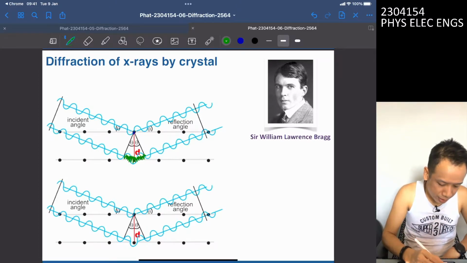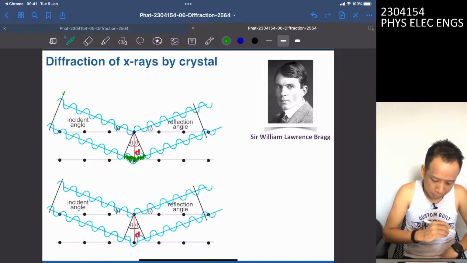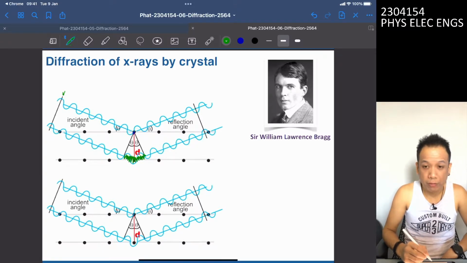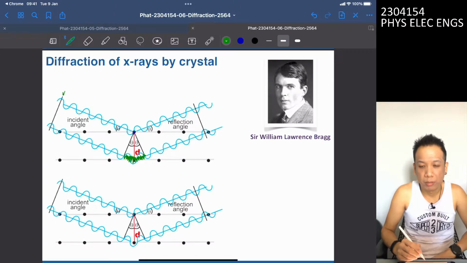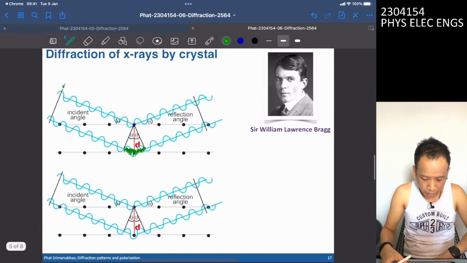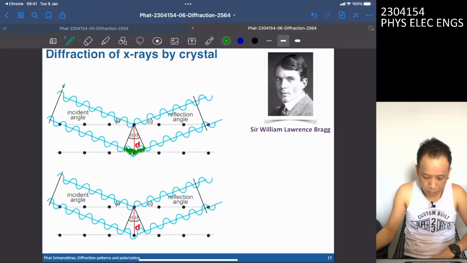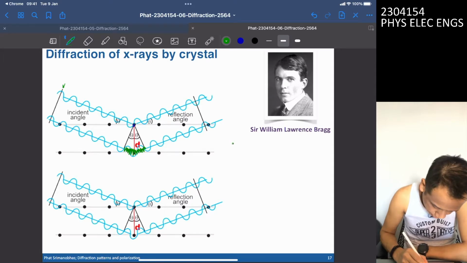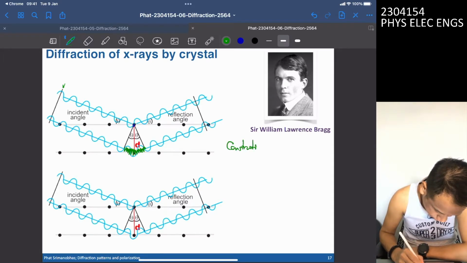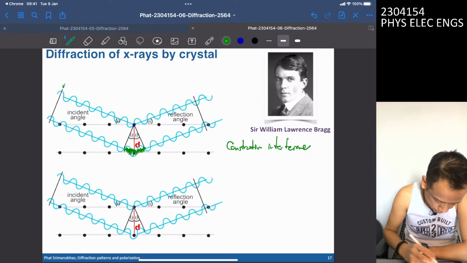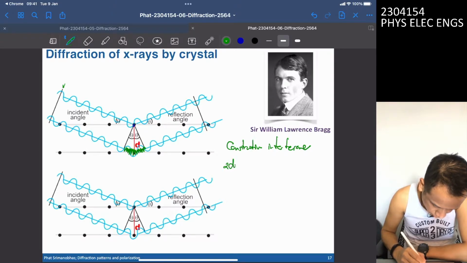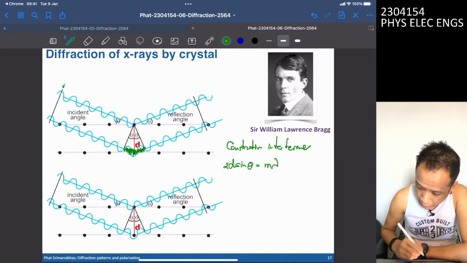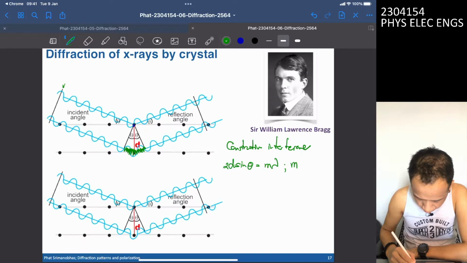So you're starting from the same phase wave. Then if the path difference creates the phase difference, that's what you're going to see from the interference patterns. So for the constructive interference in this case, you need to have the condition 2d sin theta equal to m lambda, where m equals 1, 2, 3, and so on.